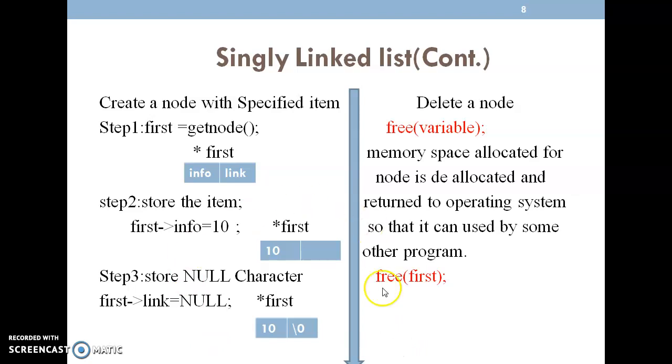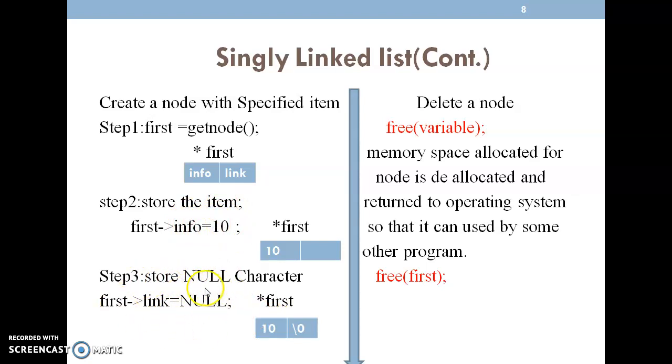As of now I have only one node. The first pointer's info, the first node, is where I'm going to store 10. So in the information field 10 will be stored. Then there is no other node, only one node, so complete the link field: first pointer link equal to null. So both the fields are added, the information field with the item, and the link field is null.